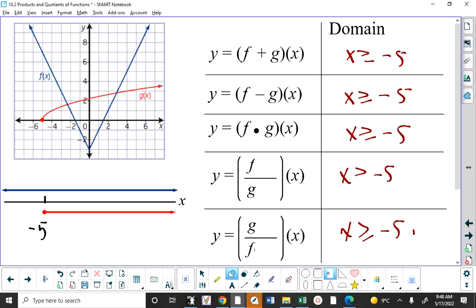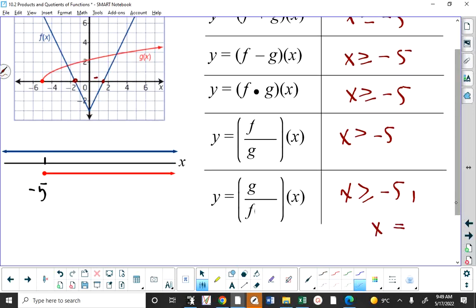F of x is 0 here and here. So you would say that x is greater than or equal to -5, but x cannot be equal to, and let's just assume that those are plus and minus 1.5. Do you get my drift here? It's common domain, common domain, common domain, but as soon as you're dividing, you have to toss out non-permissible values. All right, let's get to work on the examples now.